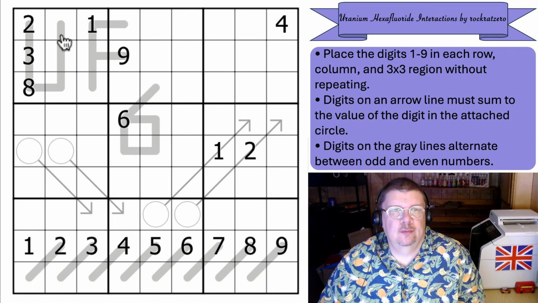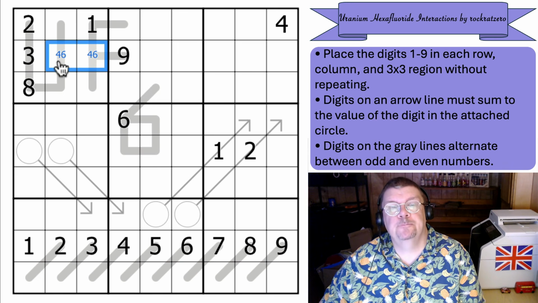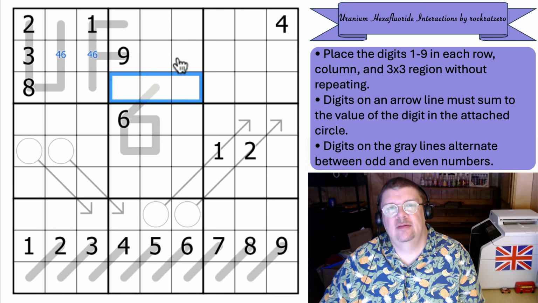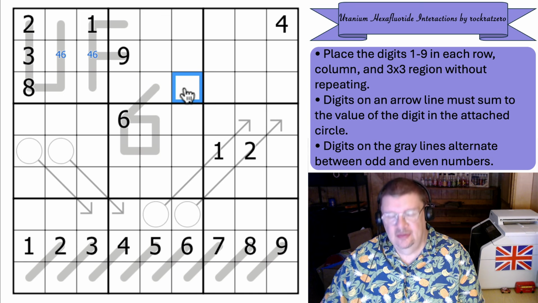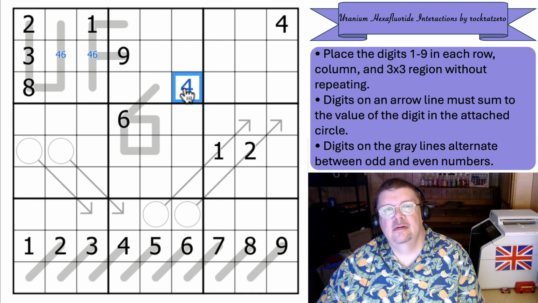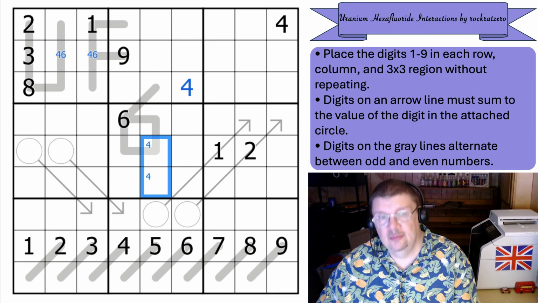Okay, first of all, I can see that these two digits must be even because of where they are on their respective lines. 2 and 8 are already used in the box, so that must be a 4-6 pair. I can see now that 4 has to go in one of these 3 cells in box 2, but it can't go here because of that 4. It can't go here because that needs to be an odd number next to the 6, so that must be a 4. And now one of these 3 must be a 4 by Sudoku, but it can't be that one, so it's one of these 2.